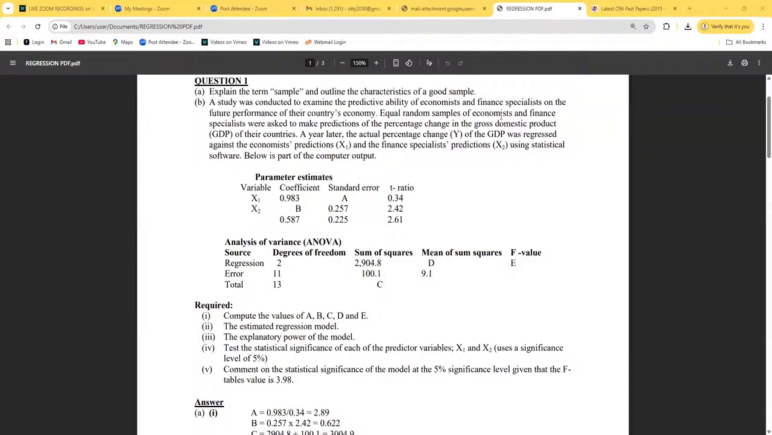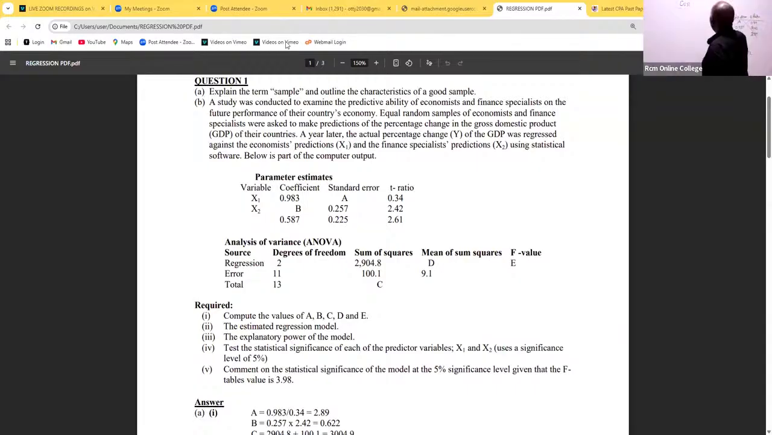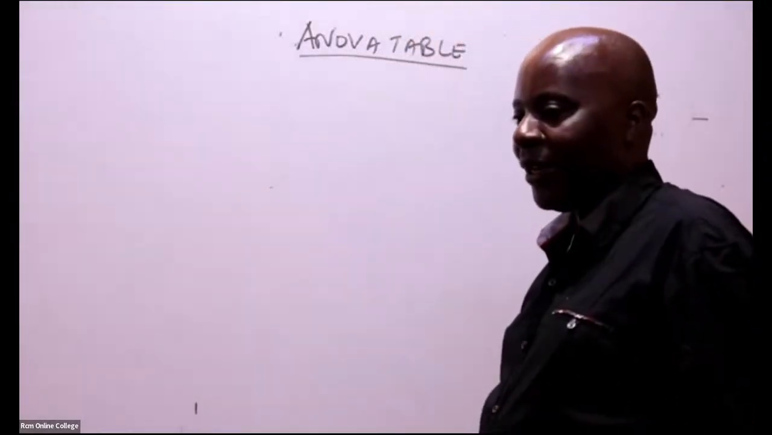All right, so let's copy down the table. We call it the ANOVA table. I hope it is very clear. Yeah, now it should be okay.